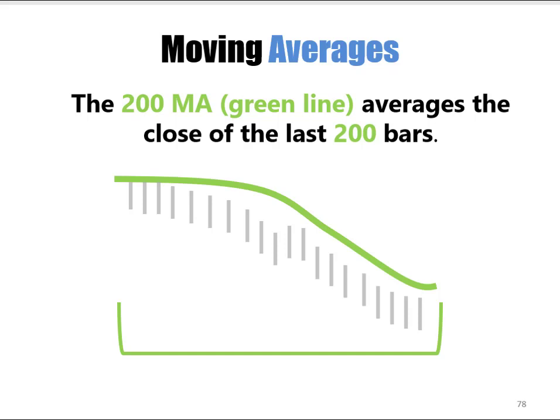So it's heavily respected. Now, if the average price over the last 200 days is heading up, we will look to buy. If the average price of the last 200 days is heading down, we will look to sell.